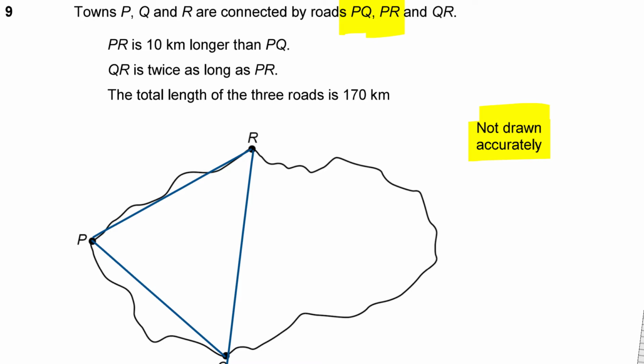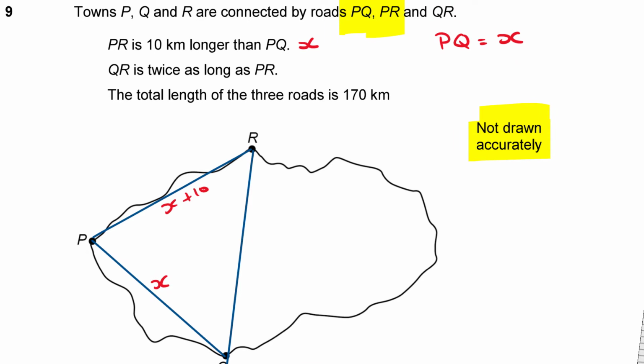Okay, so we are told that PR is 10 kilometers longer than PQ, but we don't know how long PQ is. Now, if we don't know anything in maths to start with, then use algebra. So let's say PQ is equal to X. So I'm going to make this one here X. Then PR is 10 kilometers longer than PQ. That makes PR X plus 10.